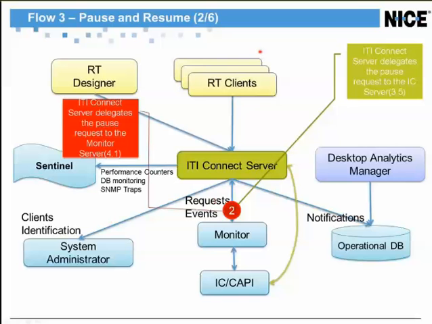Okay, so the second flow in this process here, this slide kind of shows just the differences between the 4.1 system, which is shown here in red, and a 3.5 system, which is shown here in green. So if we're talking about a 3.5 system, the ITI Connect server receives the pause and resume request, and you will see that the ITI Connect server is going to delegate that pause request directly to the Interaction Center. So it's going to go to the call server and basically insert a pause command into the call server, or a resume command into the call server. That was changed in 4.1.